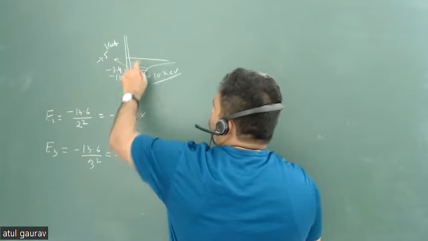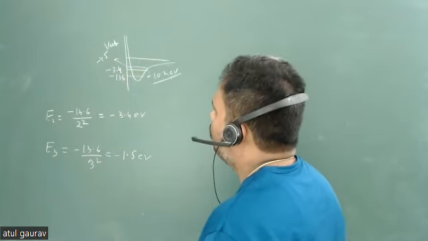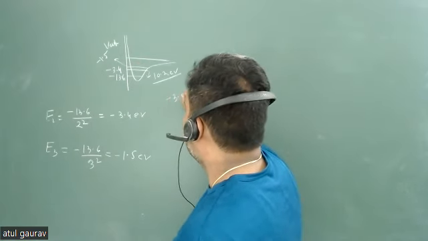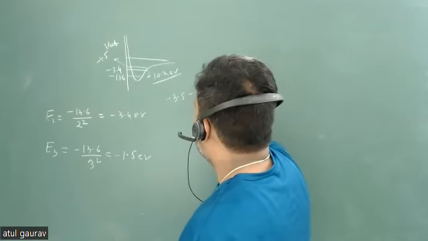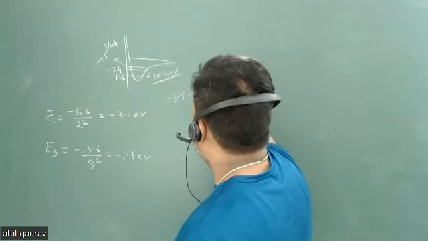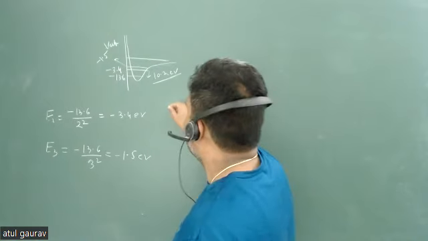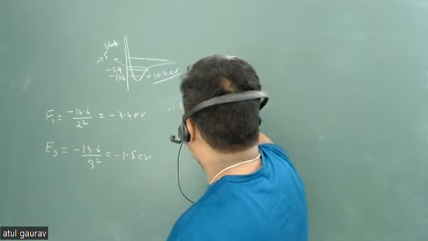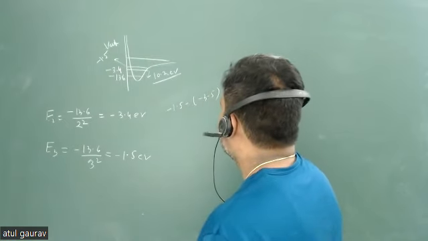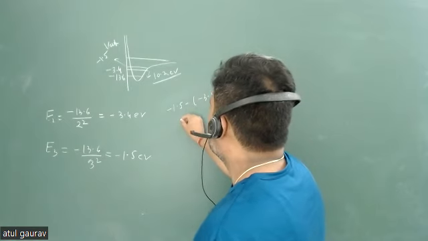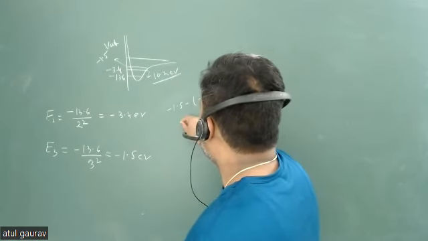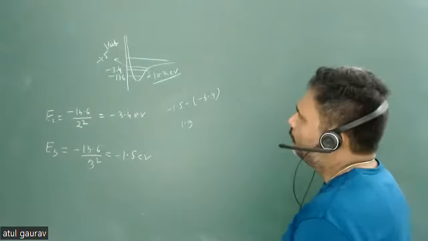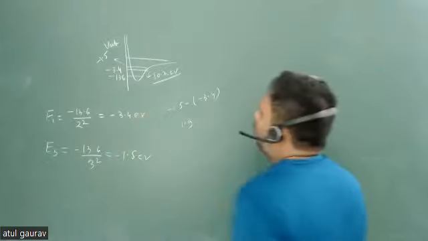If you go from second to third, then how much energy do you need? Final minus initial. So minus 1.5 minus minus 3.4. How much do we have to give? Sorry, 3.4. So you need to give 1.9. So this much energy you have to give such that your particle will go from here to here.